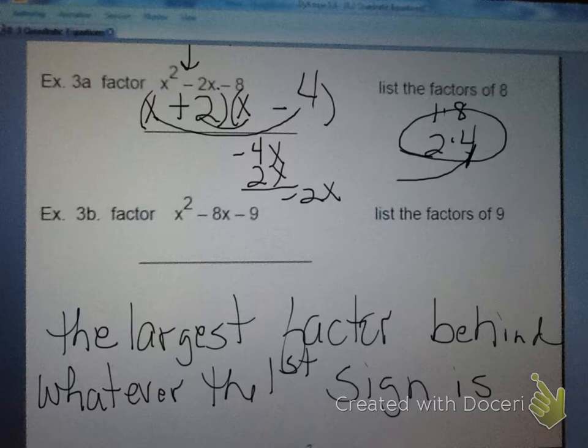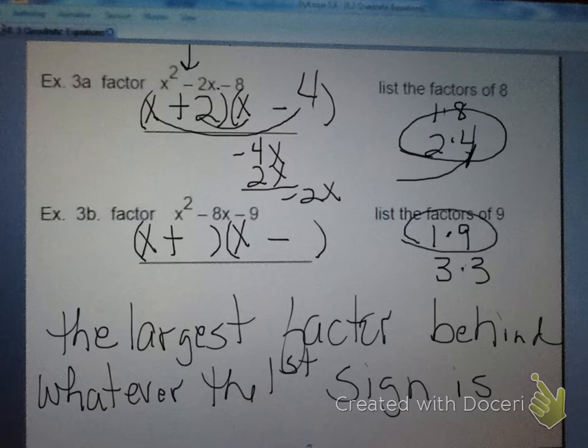Okay, example 3b. We're going to make our two binomials. The last sign is negative, so your signs are going to be different. One's positive, one's negative. Factors of x squared, x. Factors of 9. 1 times 9, 3 times 3.